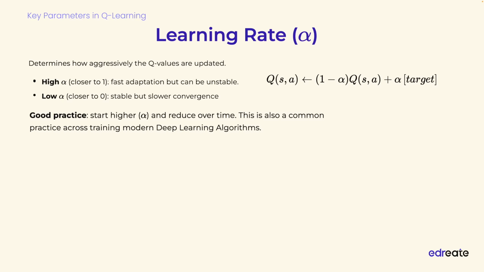And so a good practice is to start with a high learning rate so that the algorithm learns fast initially, and then reduce the learning rate over time. This is learning rate scheduling. This is a common practice across learning algorithms outside of reinforcement learning as well.